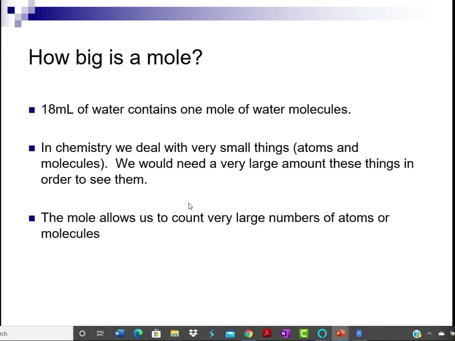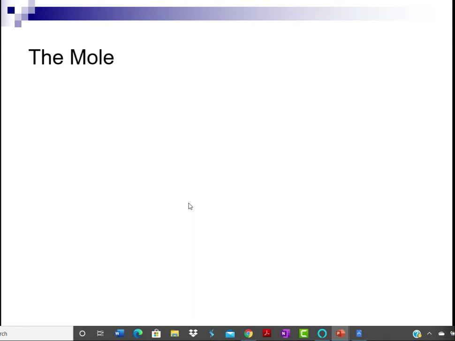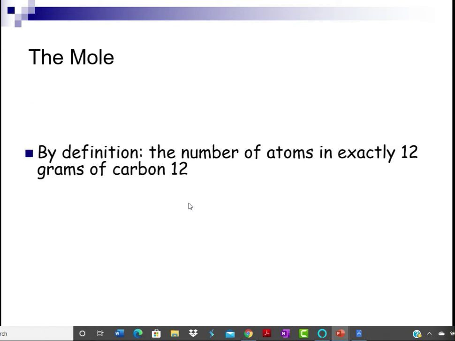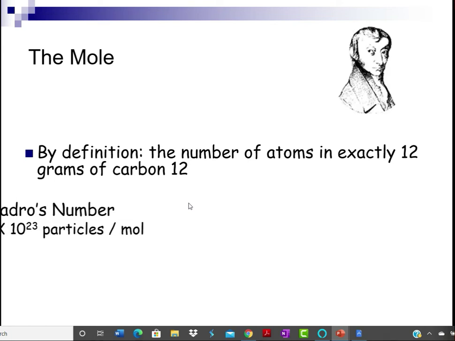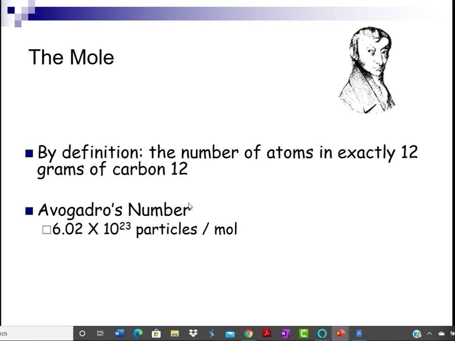So since we're counting really small things with a whole lot of those things, the mole is really, really big. So what is the mole? Well, by definition, the mole is the number of atoms that are in exactly 12 grams of carbon-12. This guy up here, his name is Amadeo Avogadro. Amadeo Avogadro determined what that number was.